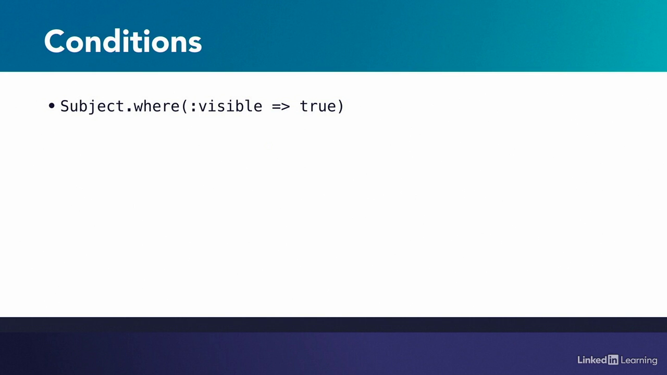I'm providing a hash as the argument to where, and Rails takes that and converts it into SQL. I've only got one key value pair, but you could have many, and Rails would join them together as AND clauses. So for example, you could have subject where visible is equal to true and position is equal to 3. A hash is not the only thing you can send to a where clause.